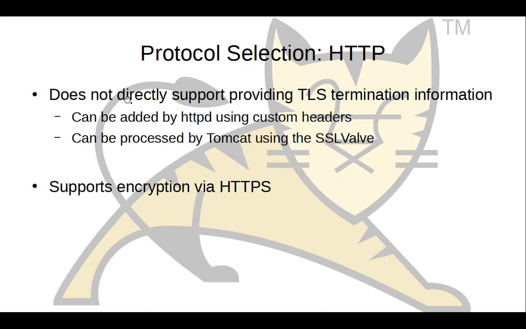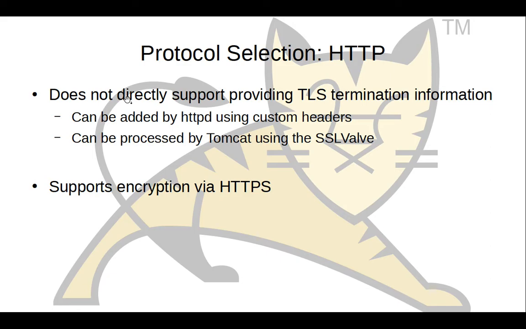So anytime your reverse proxy is putting any information into the headers, always make sure you overwrite rather than add to anything that's already there. Otherwise, you've got basically an injection vulnerability when Tomcat processes it. So HTTP can add it, and Tomcat provides something called the SSL valve, which does the same thing as the AJP protocol does. It takes the information out of the headers, inserts it into Tomcat's internal structures and makes it look as if the TLS was terminated in Tomcat.